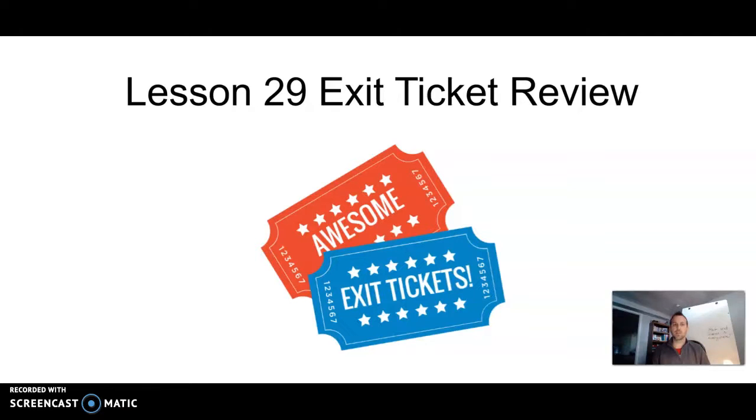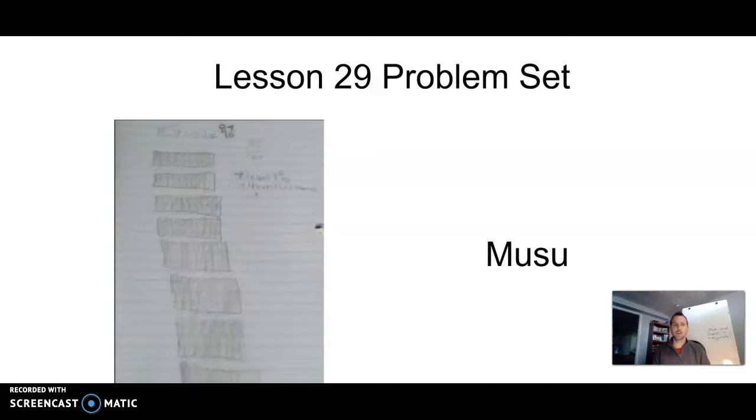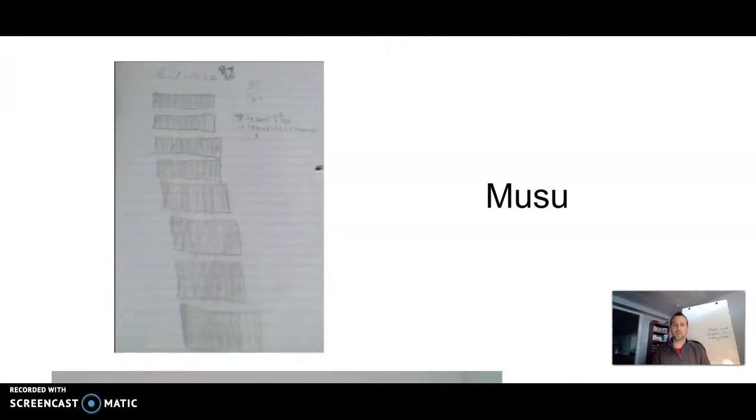So let's look at the problem set, which was on Thursday. I'm going to first start out with Musu's work here. I really liked her work as she created her model. I see all of her models and the shading that she did, which is excellent. Musu, I might suggest just labeling at least one of these and saying that this is your 10th. I can definitely see that you broke each one up into 10 pieces.